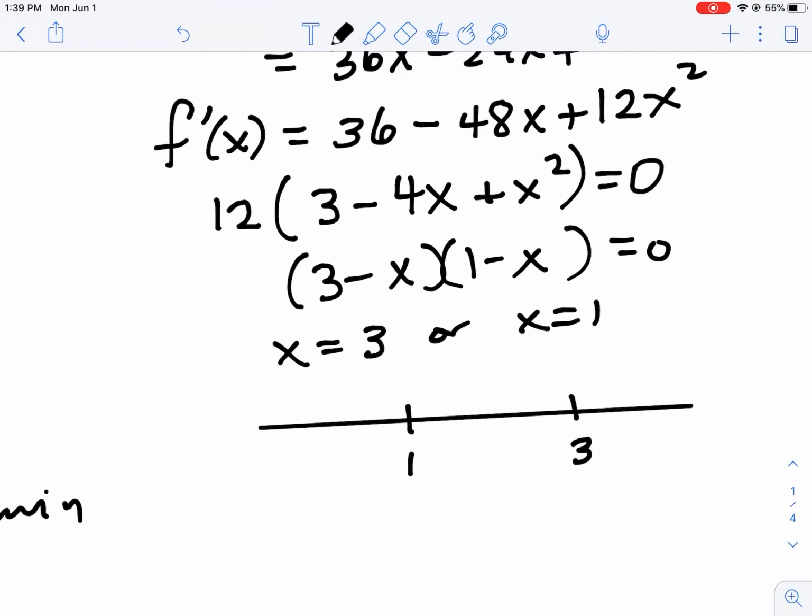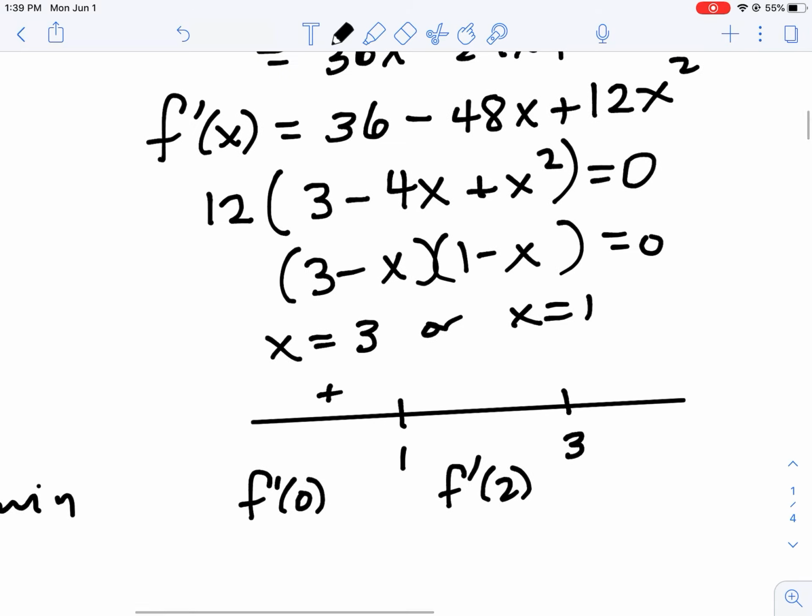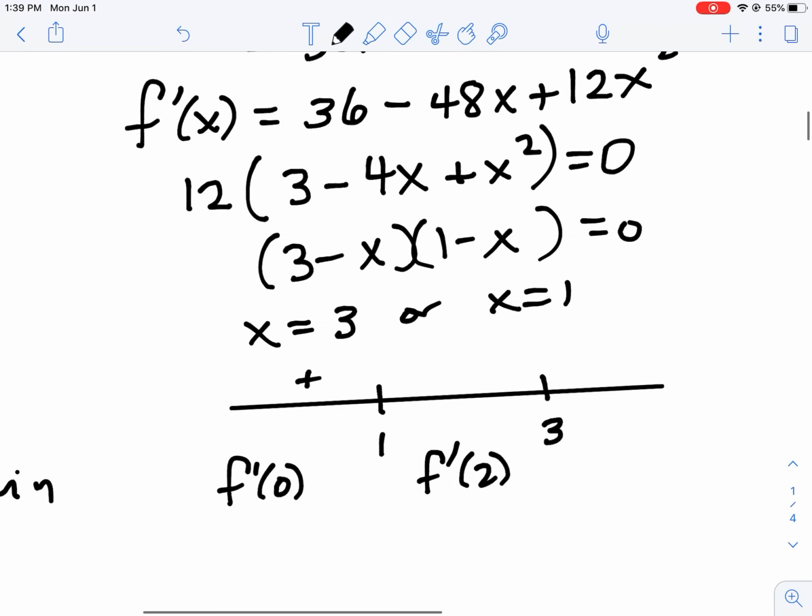And then I need to find values of the function. Okay, so I might pick 0. And if I do f prime of 0, that's easy to do. That's 36. That's a positive number. If I do f prime of 2, I need a number in between 1 and 3. I might do 2. So that would be 36 minus 48 times 2 plus 12 times 4, because that's squared.